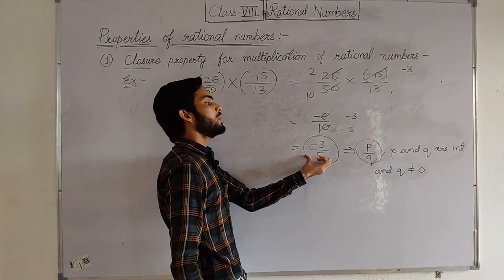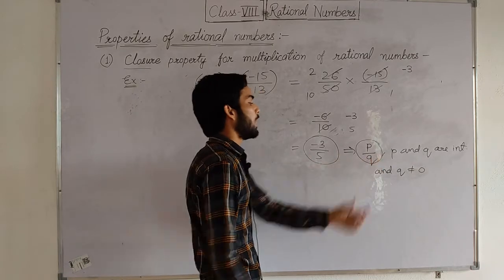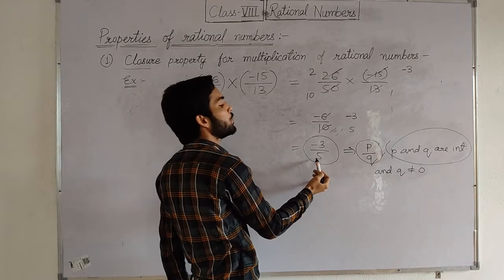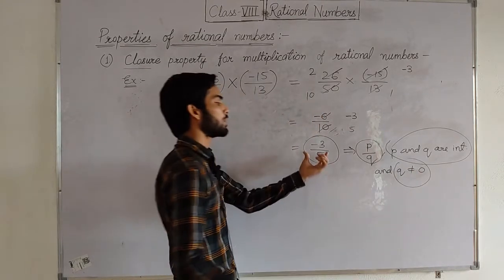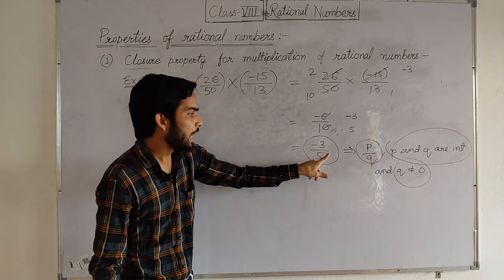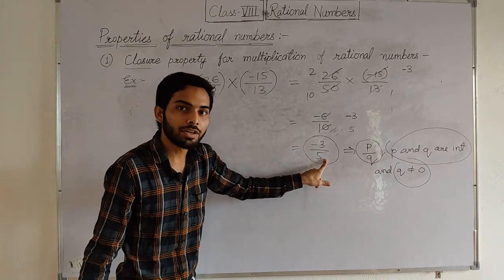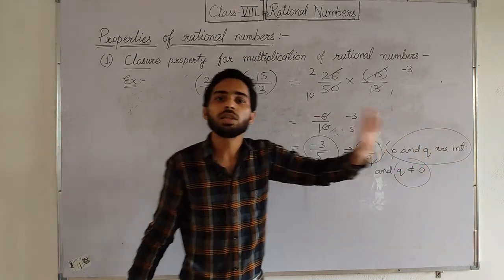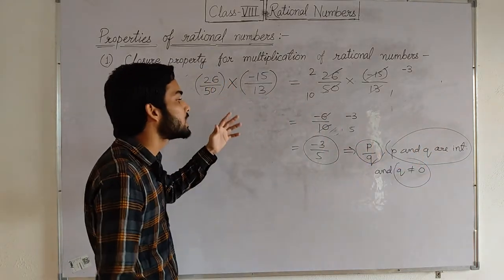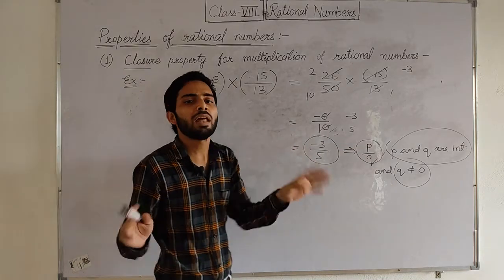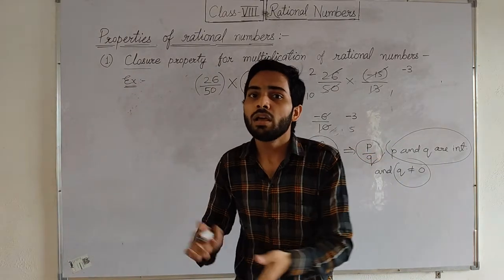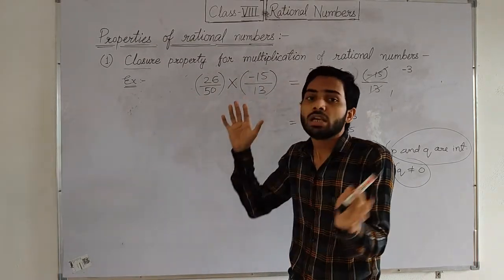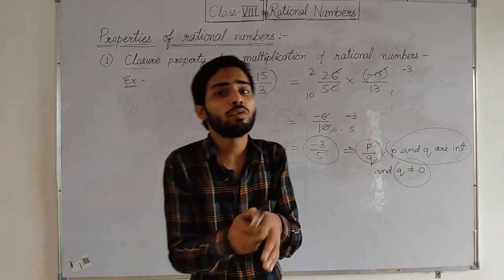This number is in the form of P by Q, where P and Q both are integers and Q is not equal to 0. It looks like a fraction where the numerator and denominator both are integers and the denominator is not equal to 0. So all the three criteria are fulfilled here, and we can say that it is a rational number. Similarly, if you take any other two rational numbers, by multiplying them you will always get a rational number.